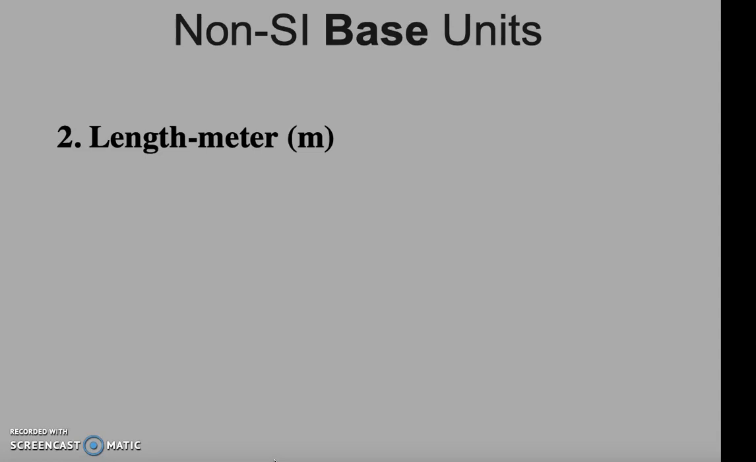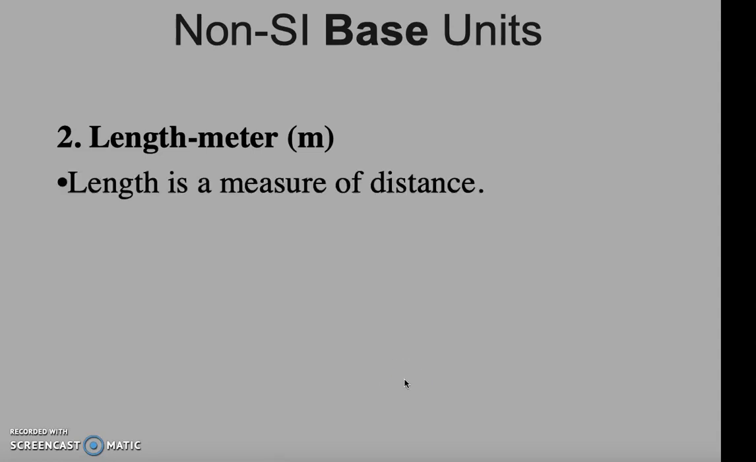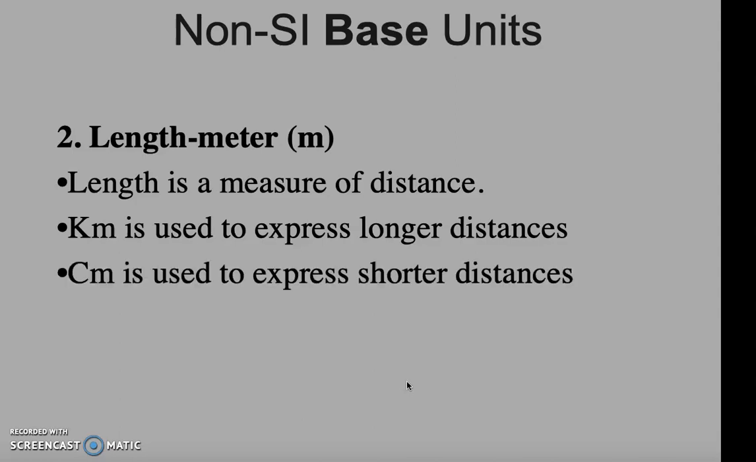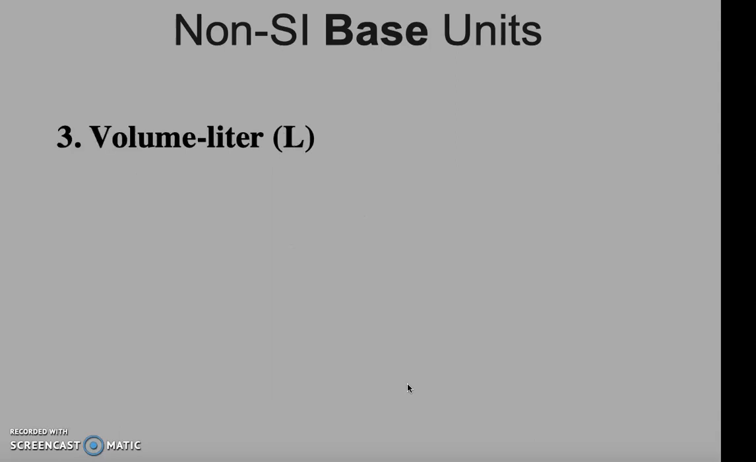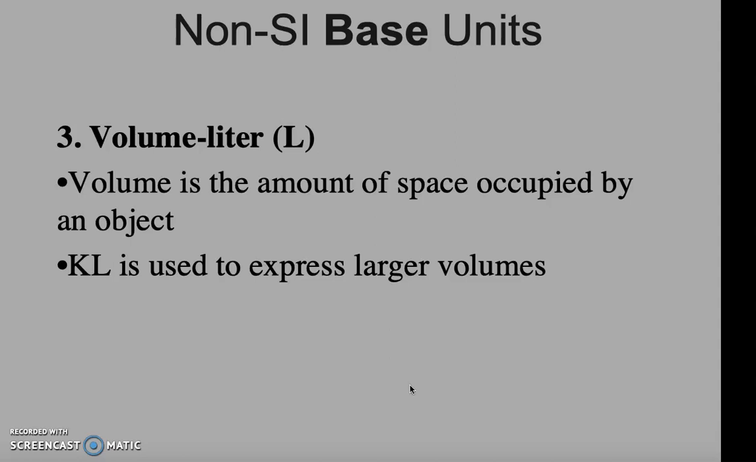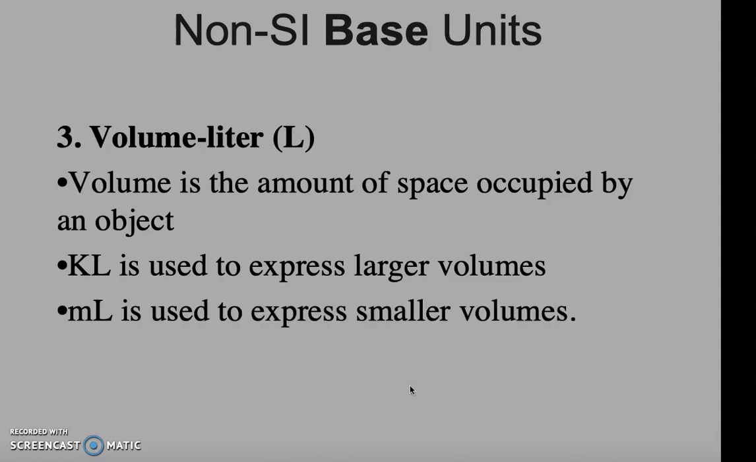Now, length, which is the meter, is used to measure distance. Kilometers is used to express longer distances, like from here to New York City or here to Philadelphia. Centimeters is used to express shorter distances, very small, like the width of a book. Then we have volume, which is in liters. Volume is the amount of space occupied by an object. Kiloliter is used to express larger volumes, like the volume of water in a pool. And milliliter is used to express smaller volumes, like the volume in a soda can. One soda can usually has 355 mLs of soda in it.